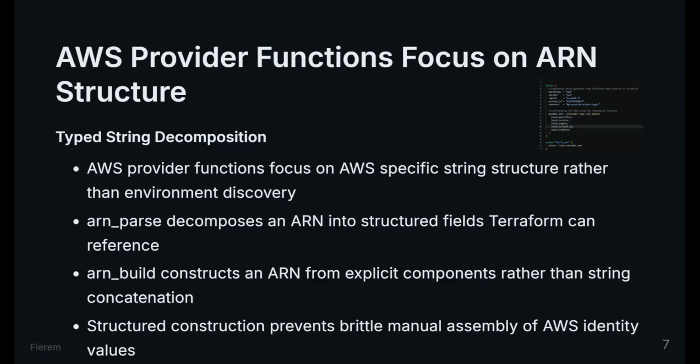The AWS provider-defined functions are focused on AWS-specific string handling rather than broad environment discovery. ARN parse breaks an ARN into structured parts Terraform can address directly. ARN build constructs an ARN from explicit components instead of manual string concatenation. This reduces brittle string assembly and keeps AWS identity values structurally consistent. The lesson is not that providers add many functions. The lesson is that providers can add narrowly scoped functions where provider-specific structure matters.